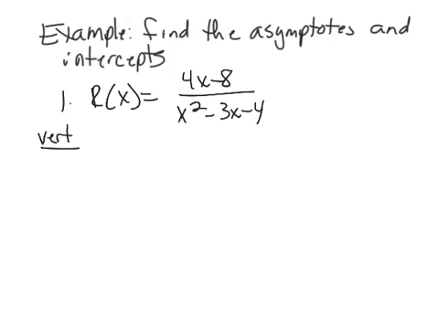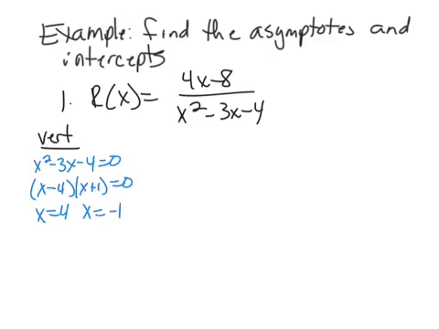So if I start with the vertical asymptote, to find the vertical asymptote, you set the denominator equal to 0 because it's where the function is undefined. So this is x squared minus 3x minus 4, and that's equal to 0. You're going to factor it, x minus 4 times x plus 1, and you end up with x equals 4 and x equals negative 1. So you have 2 vertical asymptotes there.